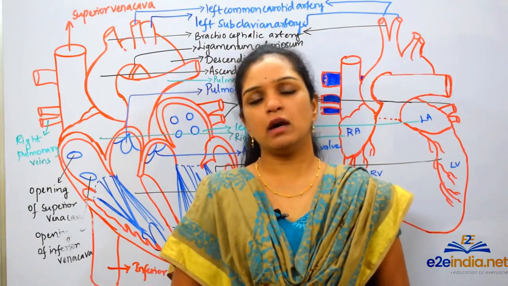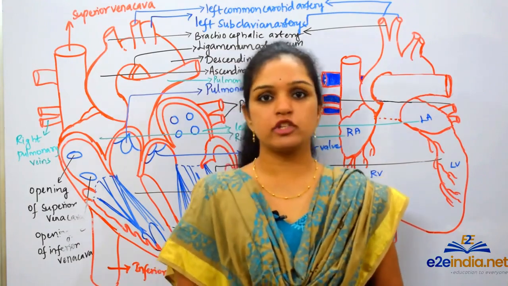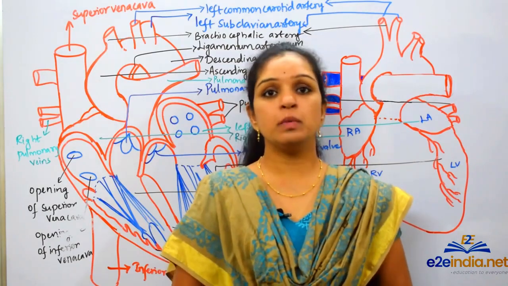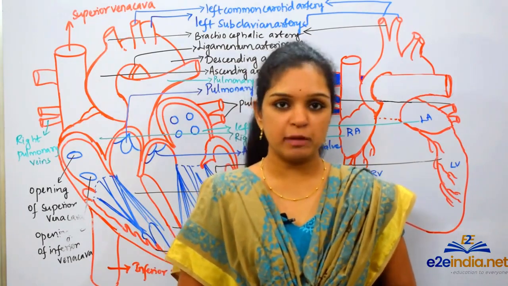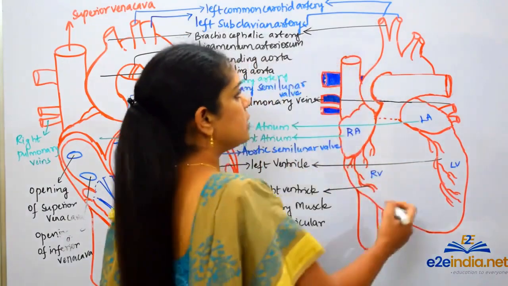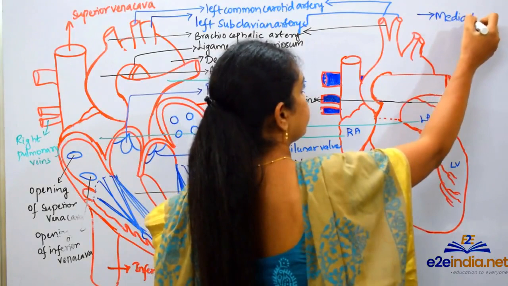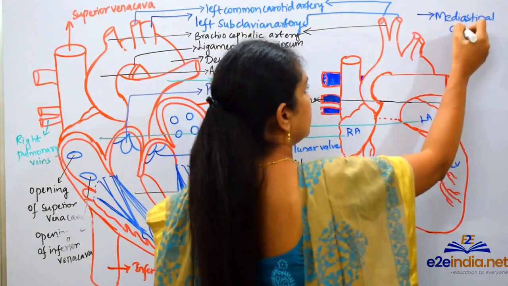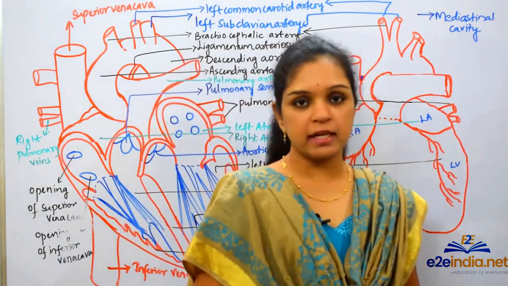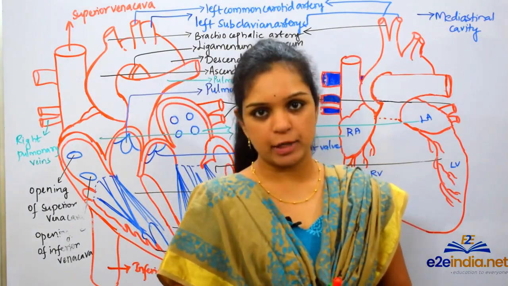Now let us see what the different measurements of the heart are, what its size is, what its location is, where it is present, and what the different protective layers or protective measures are by which the human heart is protected from different physical shocks. Initially, the human heart is located in the mediastinal cavity. What is this mediastinum or mediastinal cavity? The space that is present in between both the lungs is called the mediastinal cavity.